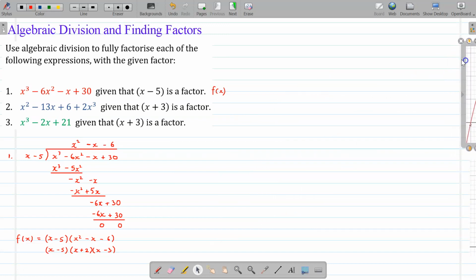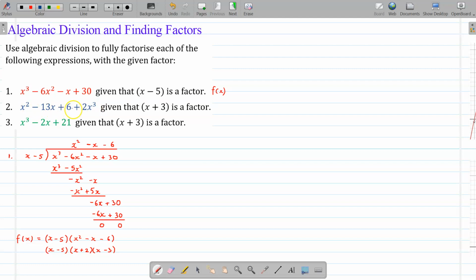Now, in the next one, I'm going to do the same kind of process, but there's a couple of things that I'm going to do differently. But the first and most important thing to notice in question 2, I'll do this one in blue, is that the terms in this expression are in the wrong order. They have to be arranged where the highest power of x is first. So x cubed, x squared, x, and then the number.